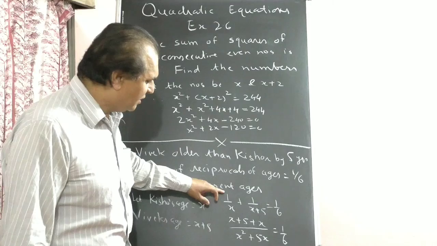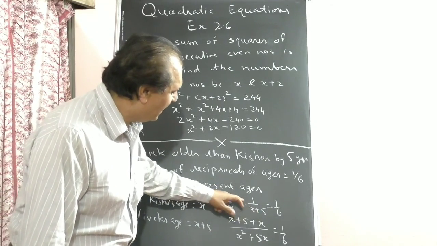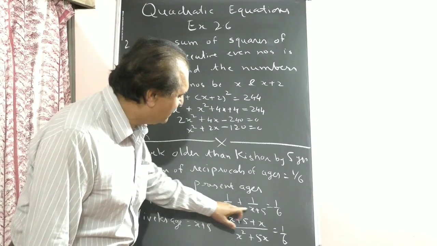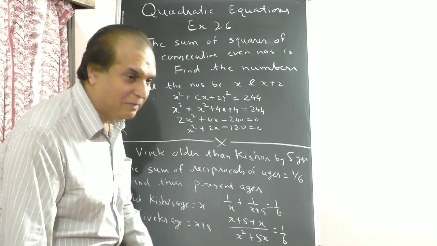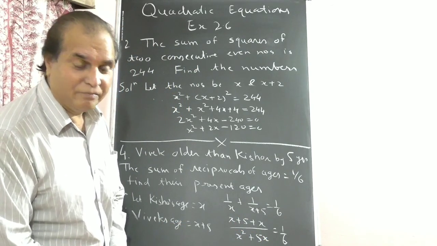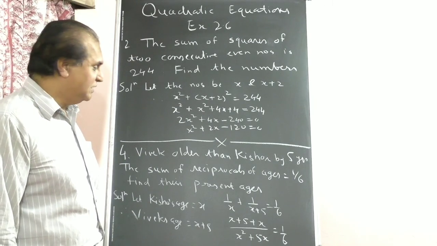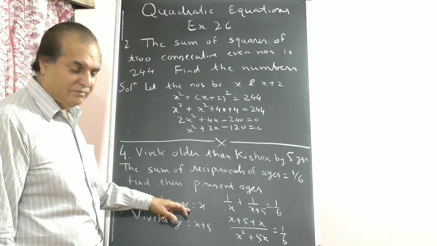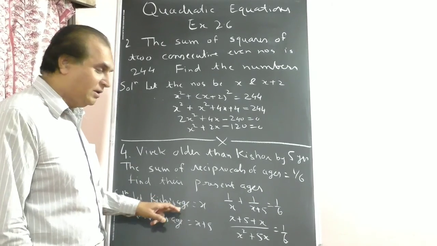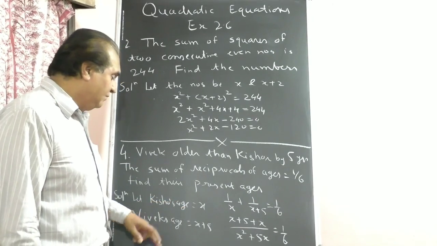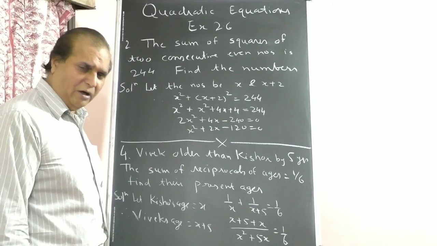Condition: sum of reciprocals, 1 upon x plus 1 upon x plus 5, is 1 upon 6. We have to cross multiply. (x plus 5 plus x) upon x into (x plus 5), that is x square plus 5x, equal to 1 upon 6. Now cross multiply and make a proper quadratic. Any negative answer will be invalid. The positive answer will be your x, and plus 5 will be the other age. You have to write a proper answer: Kishore's age, and Vivek's age by adding 5. Getting it? Solve it.